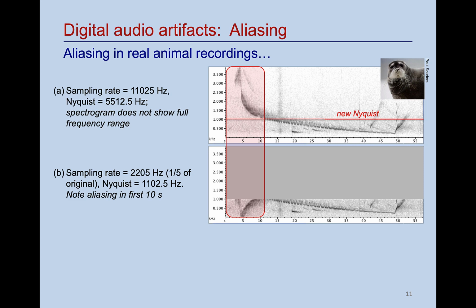During that part at the start of the recording, what was originally a downsweeping trill is now an upsweeping trill. The shape of the call is upside down or inverted up until the moment when the song in the original sweeps down below the new Nyquist. After that point, it all looks normal. Let's see what that sounds like.